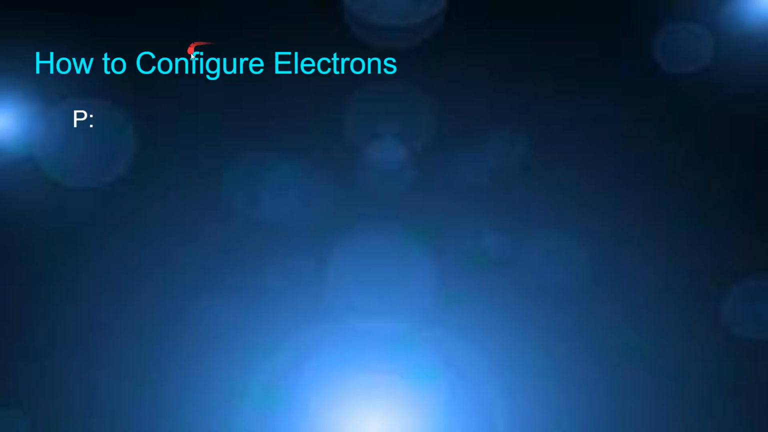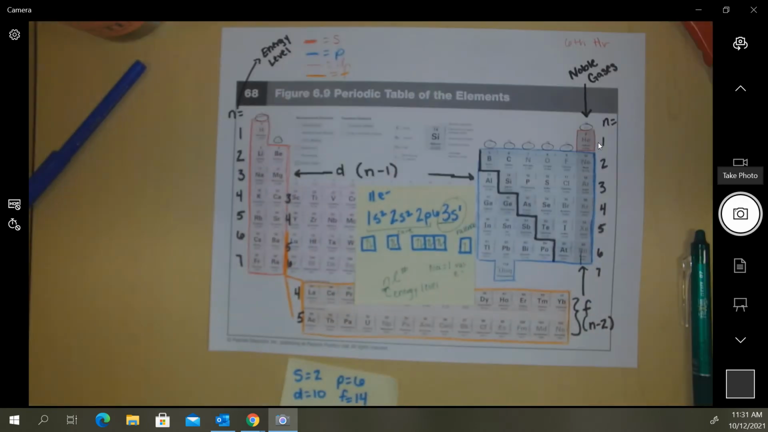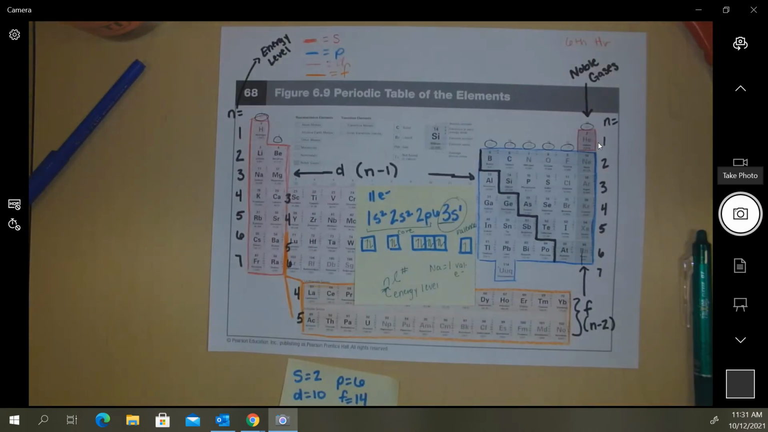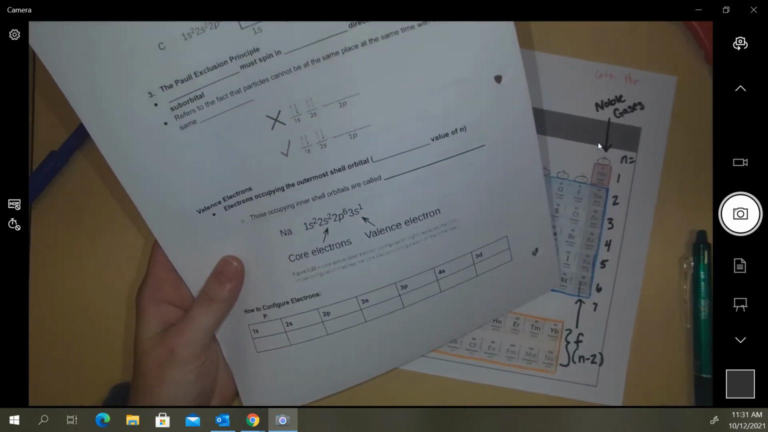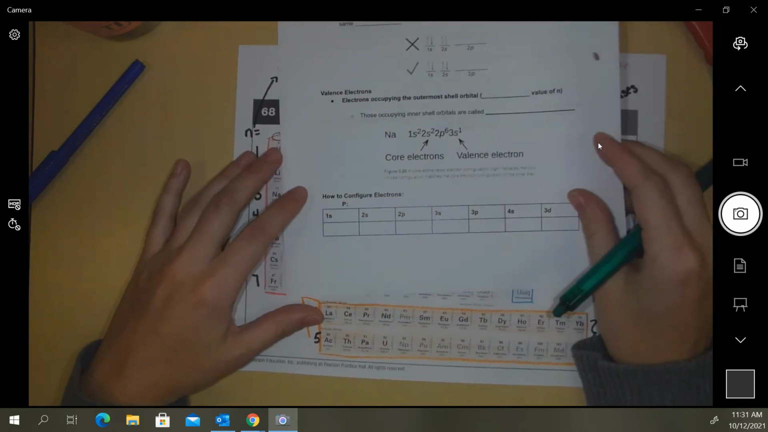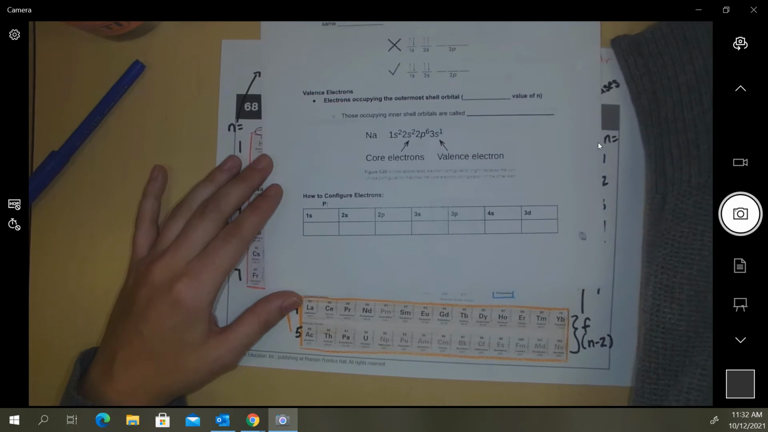We're going to take some time and some practice together and go through how to configure electrons. In your packet that I gave to you guys, there's tons of practice problems. So we're going to go ahead and do a good chunk of these together to see if you can hopefully get the hang of configuring electrons. All right. So the first one that we have is P, phosphorus. Okay. I've made an orbital diagram chart for you down here that you can fill in as we go along. But let's look at phosphorus.